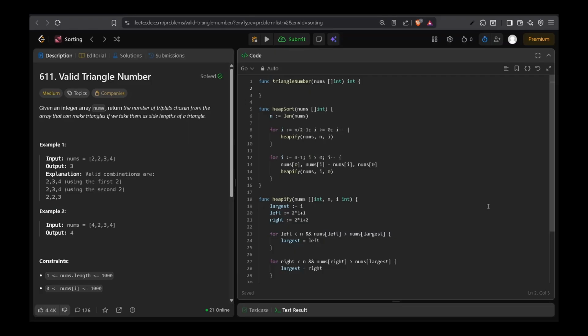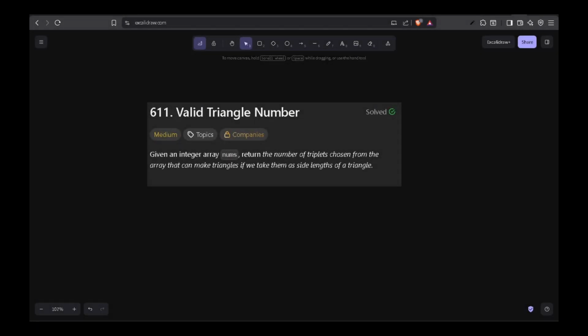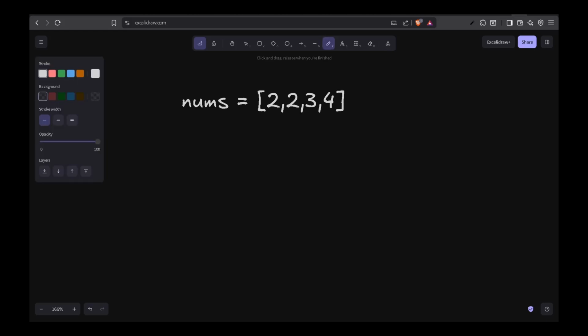Today we'll be solving LeetCode question number 611 and that is marked medium. Let's understand what this question wants us to do. We'll be given an integer array nums. We have to return the number of triplets chosen from the array that can make triangles if we take them as lengths of a triangle, right? So basically we have to return the number of triangles we can make using the numbers available in the nums array. Okay, now let's see an example.